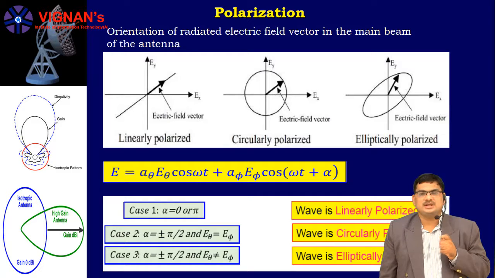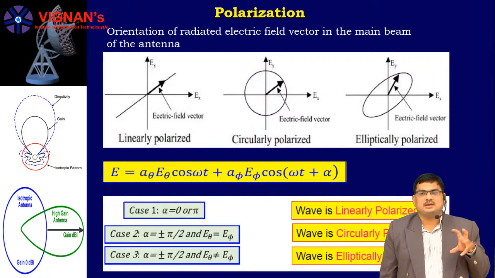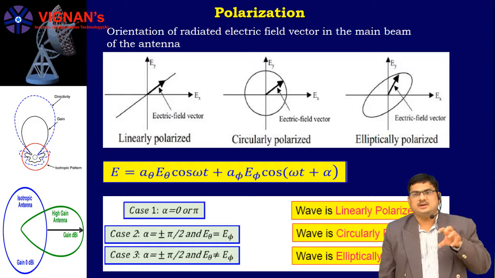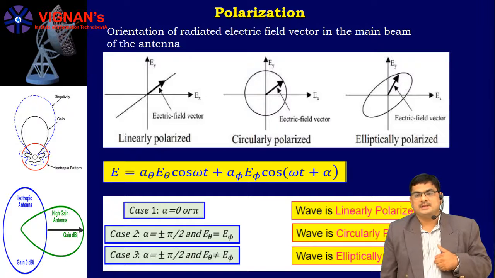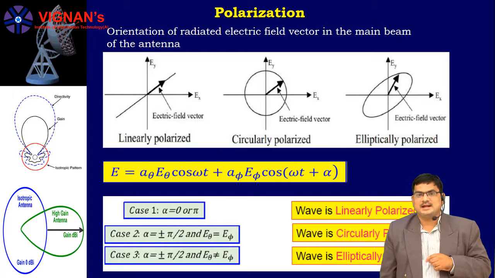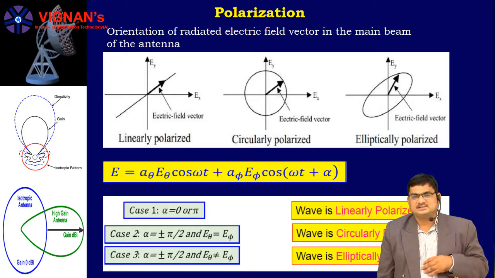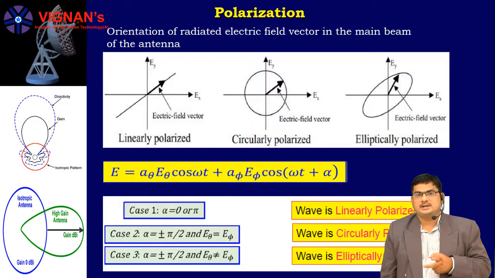For circular polarization, the axial ratio equals 1. If your field vector traces an elliptical structure, then it is elliptical polarization. This is one equation: E equals A theta E theta cos omega t plus A phi E phi cos(omega t plus alpha). For the first case, linear polarization, alpha is 0. Then it becomes A theta E theta cos omega t plus A phi E phi cos omega t.